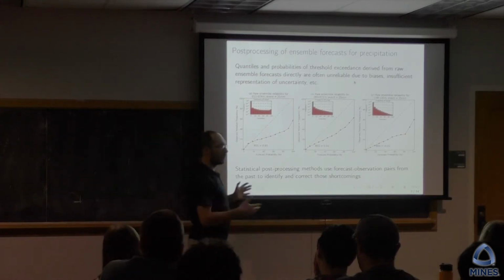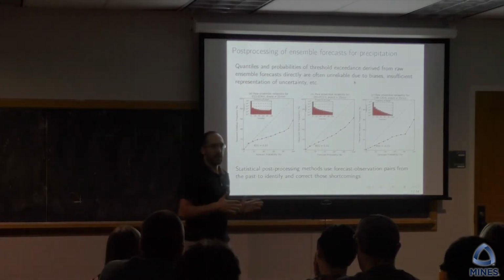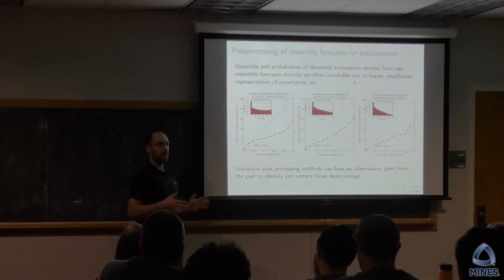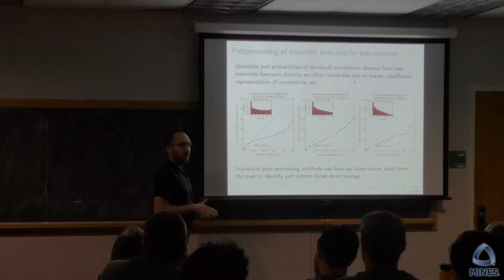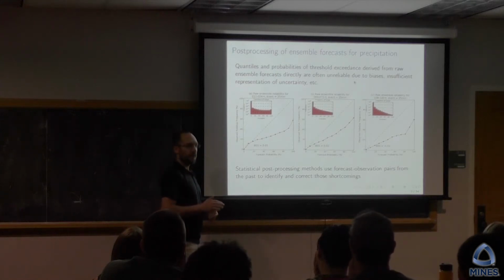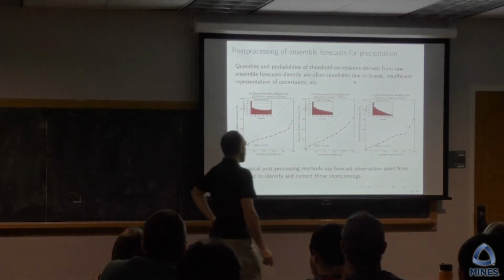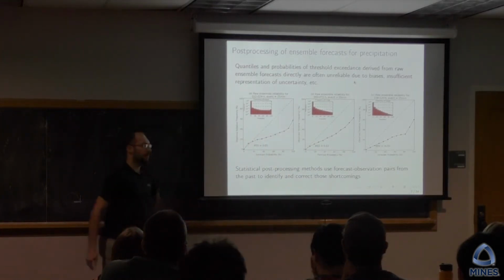If we take these ensembles, say for simplicity we had 10, and then we just say, well, if 4 out of these 10 members of the ensemble were above the threshold, then we say this is a 40% chance, then this is what we get. And you see this is pretty much not reliable.